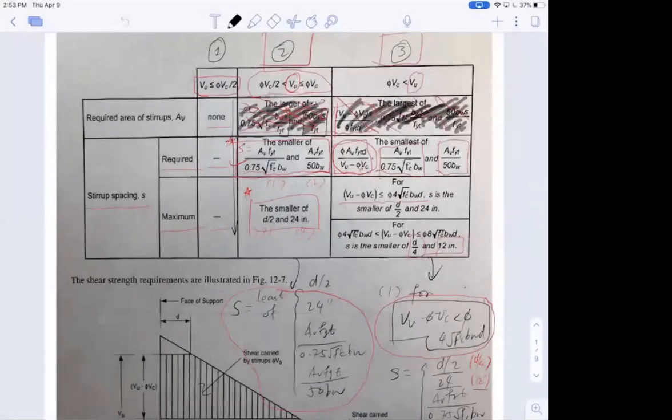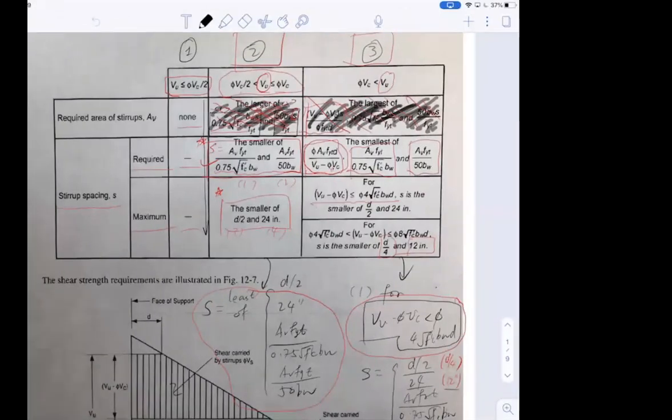Okay, so if you see from our lecture notes, open up the chat so I see it.